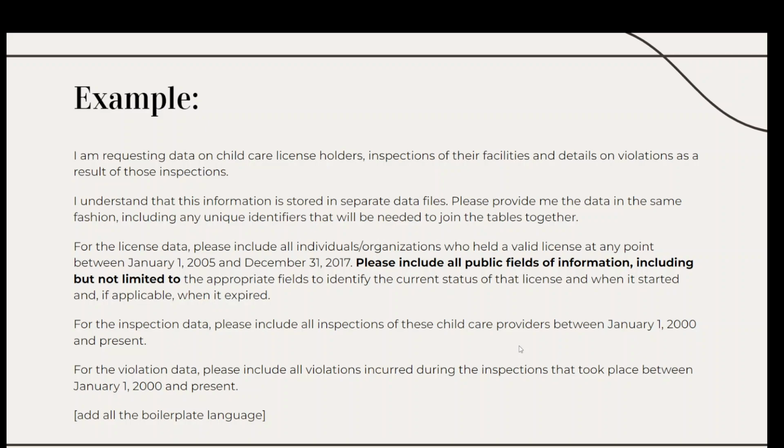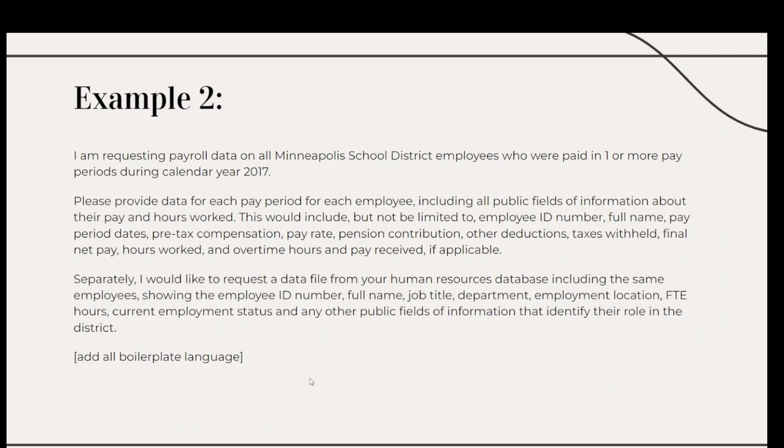And then here's another little wording that you might want to use. Please include all public fields of information, including but not limited to, and then blah blah blah. Some things you want to make sure you definitely have. And then I've been very clear about the inspection data and violation data. The next example also gives you a little bit more about that. Please include all public fields of information, but this would include but not be limited to, and I've rattled off a whole list of things: employee ID number, full name, pay period dates, pre-tax compensation, etc. If you want to be sure you get certain things, put them in here in a list, but don't only put the list. Say, I want all public fields of information that includes but is not limited to, and on you go. That kind of covers your butt in terms of what you ask for.